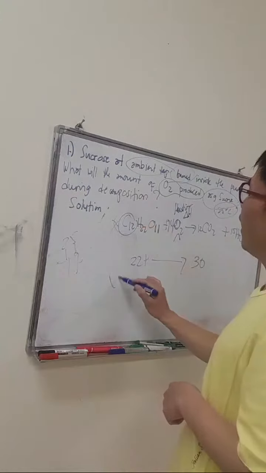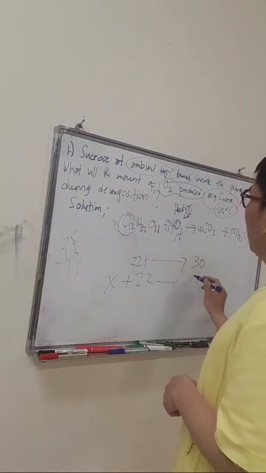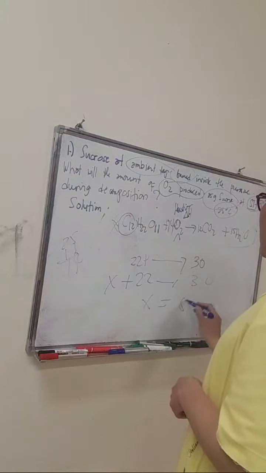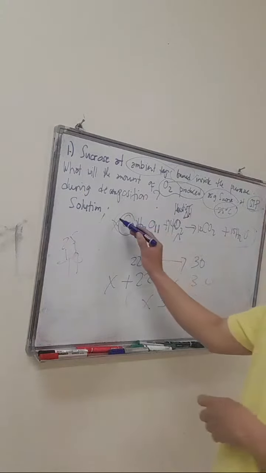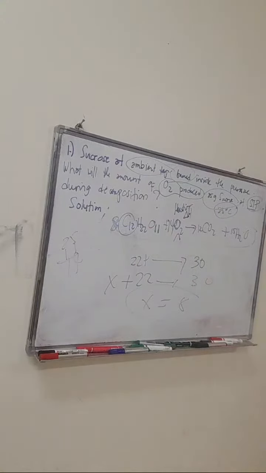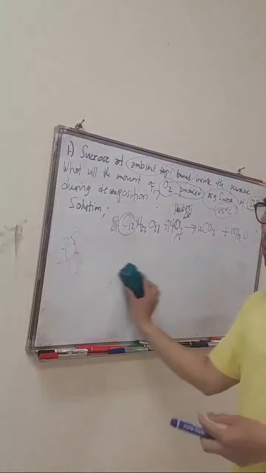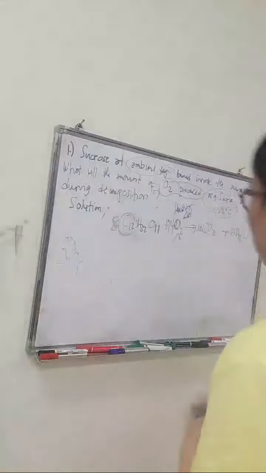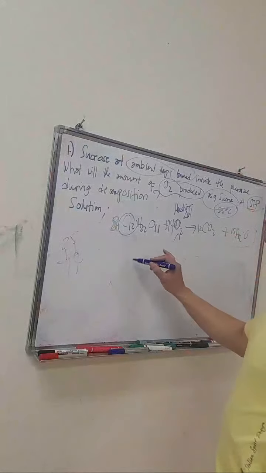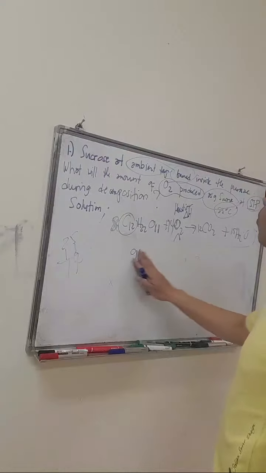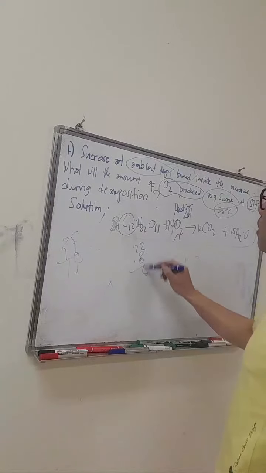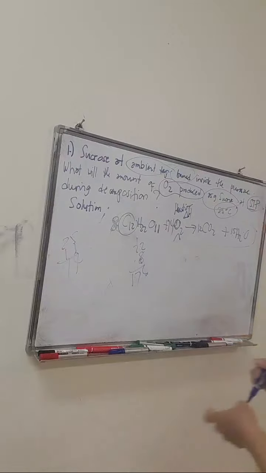X plus 22 is equals to 30, so X is equals to 8. So, nabalance na po ang hydrogen. So, 8 times 22, okay? 30. Imo na i-balance ang imong carbon. Mura na siya ng mathematics, guys, ha? Mugamit sa least common denominator. Okay? So, 8 times 22, man. Okay, 16, 176. Wow.